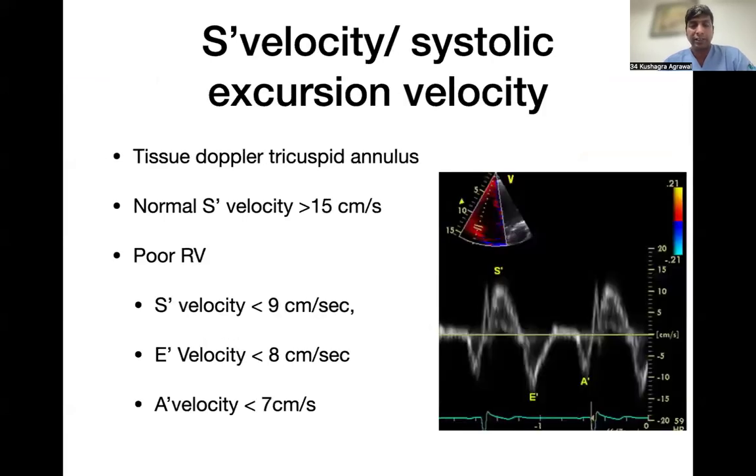So the same tracing is here. We measure the peak velocity. If peak S velocity is less than 9 centimeter per second, it shows poor RV contractility. If this peak E dash velocity, or E prime velocity, is less than 8 centimeter per second, it shows poor relaxation of the right ventricle. If this second negative velocity, A dash velocity, is less than 7 centimeter per second, it shows poor relaxation.